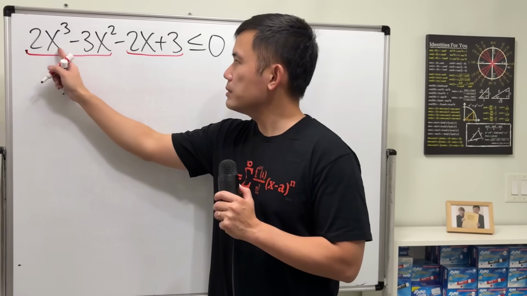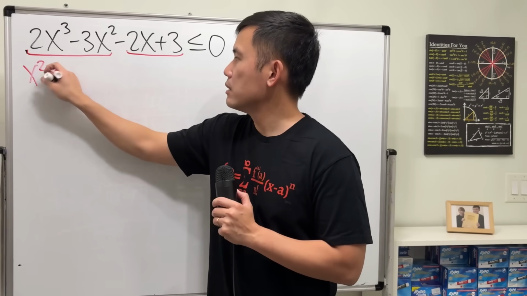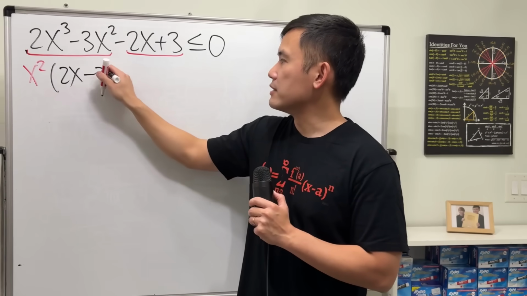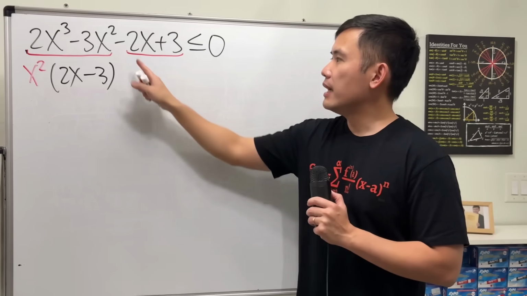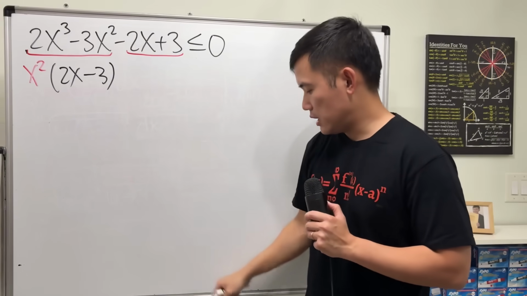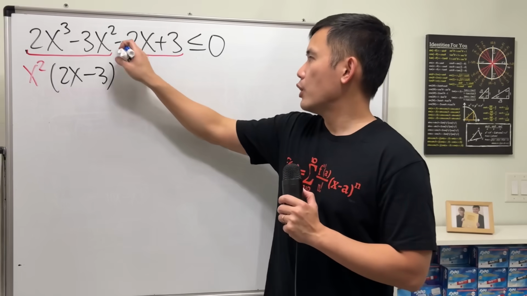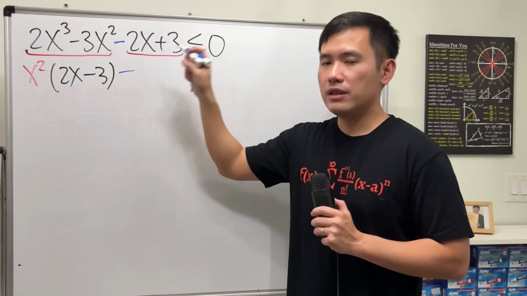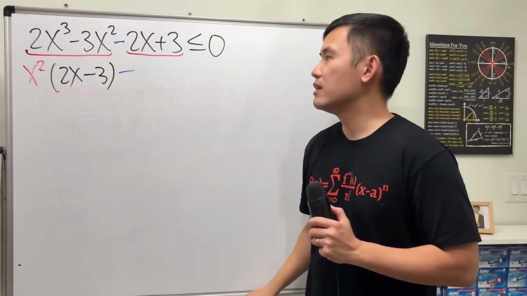From the first 2 terms, we can factor out x squared, and then we will get 2x to the first power minus 3. Then, right here, we have this negative. Before we do anything though, write that down. Whatever this sign is, write that down. It's crucial, write that down.